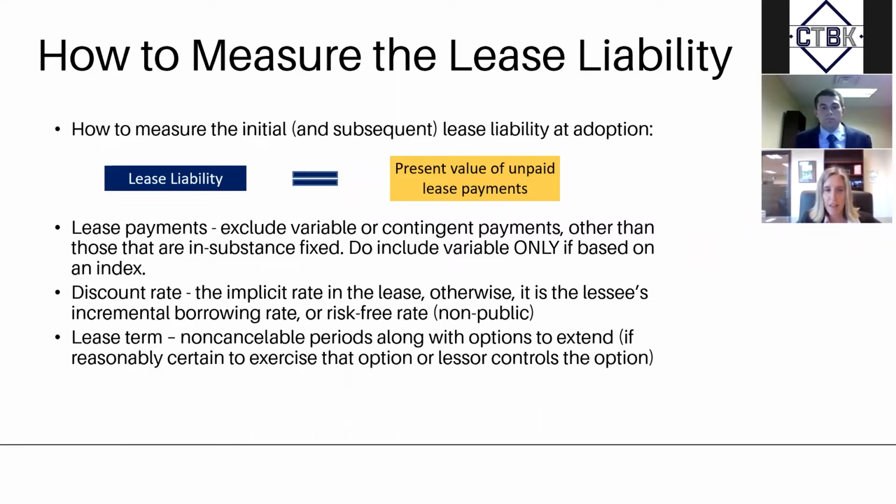And let me clarify that. So the options to extend, if it's reasonably certain that those options are going to be exercised by the lessee, you would include that within the lease term when you're calculating the present value. Or if the lessor actually controls the option, the assumption would be that they're most likely going to extend, so you would include that option period within that lease term.